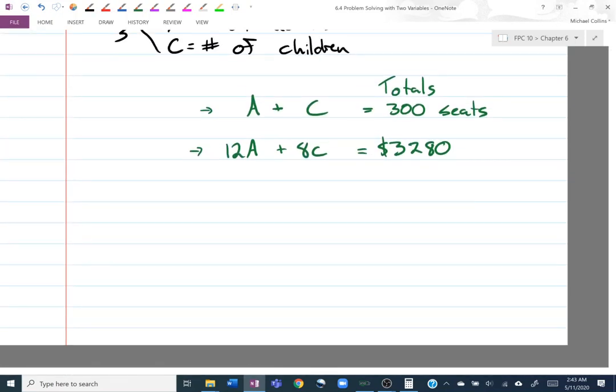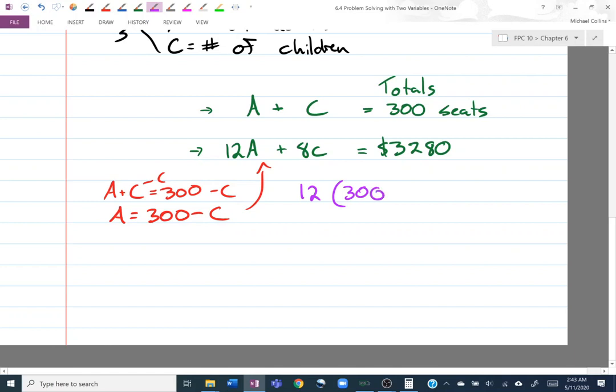So I'm going to rearrange A plus C is equal to 300, and I'm going to rearrange it by subtracting C from both sides. So I have A is equal to 300 minus C. And then I'm going to substitute it into that second equation. I get 12 times 300 minus C plus 8C is equal to 3,280.